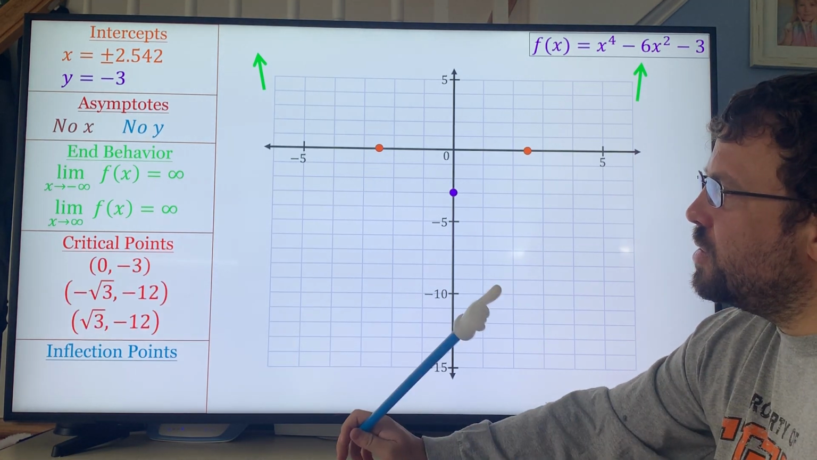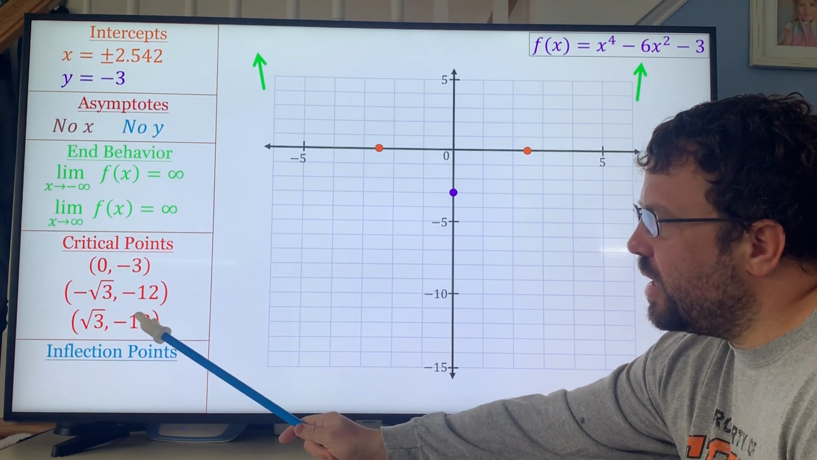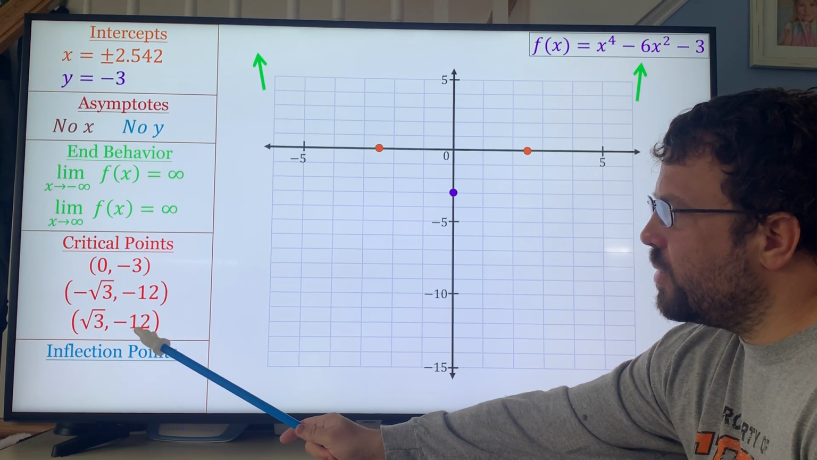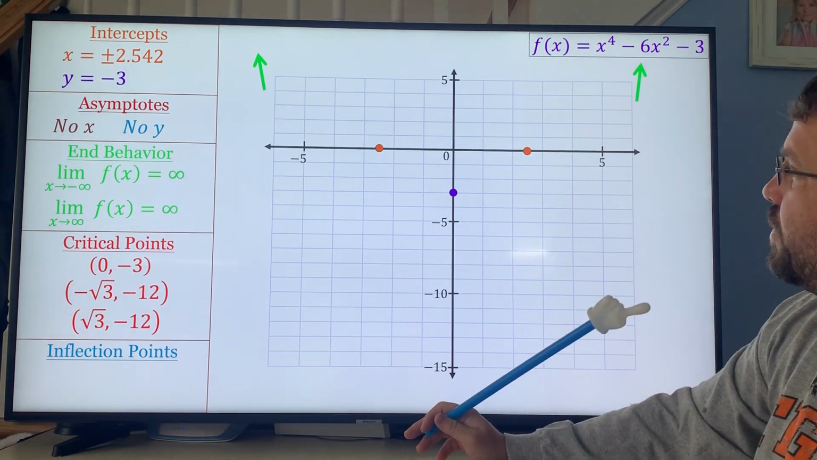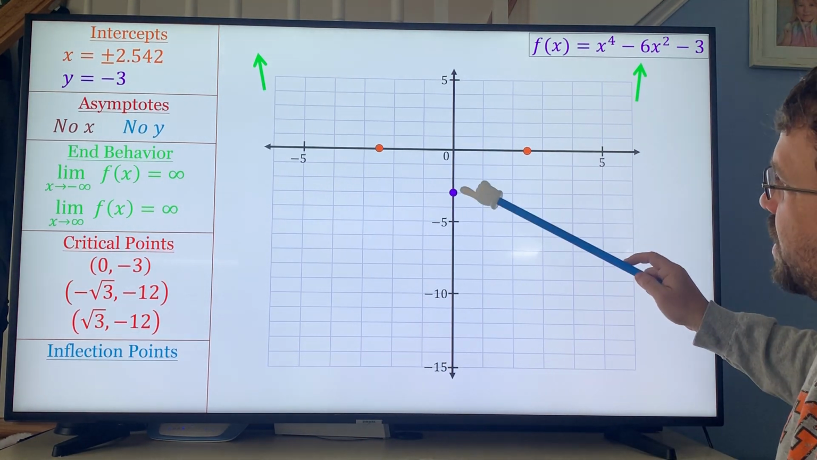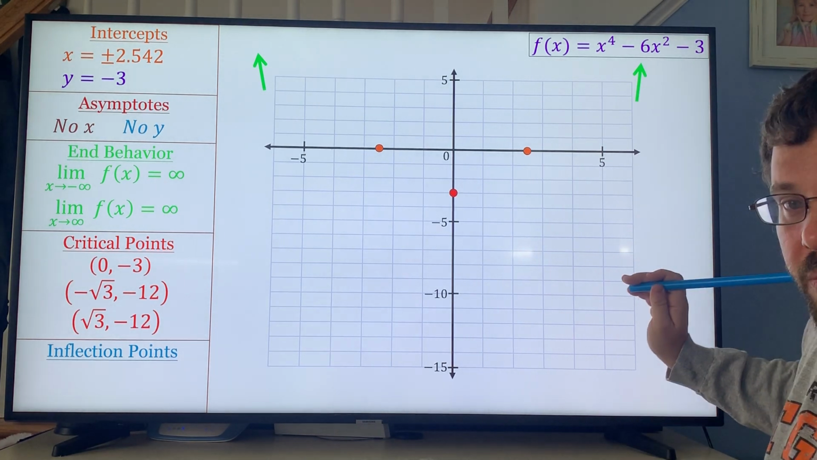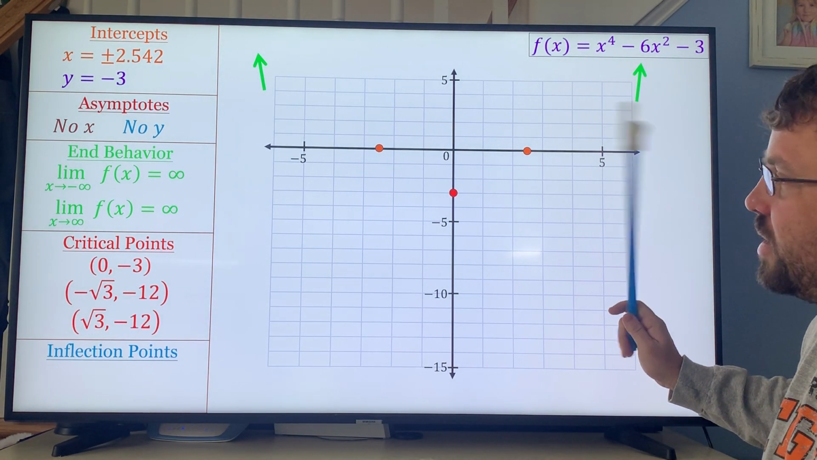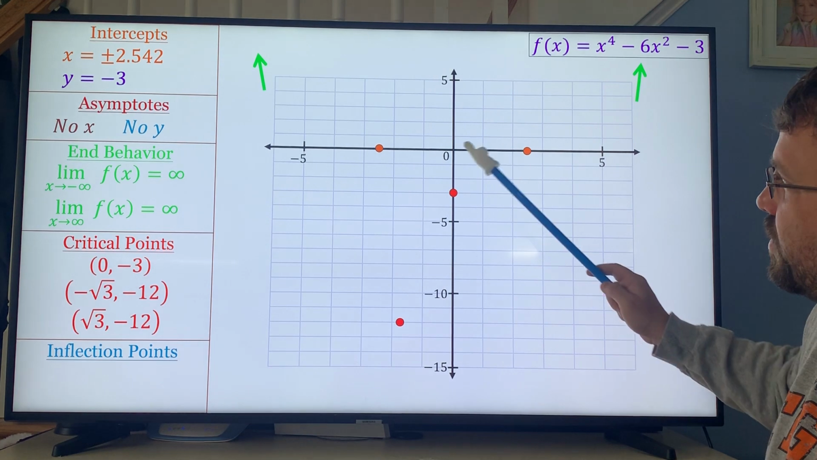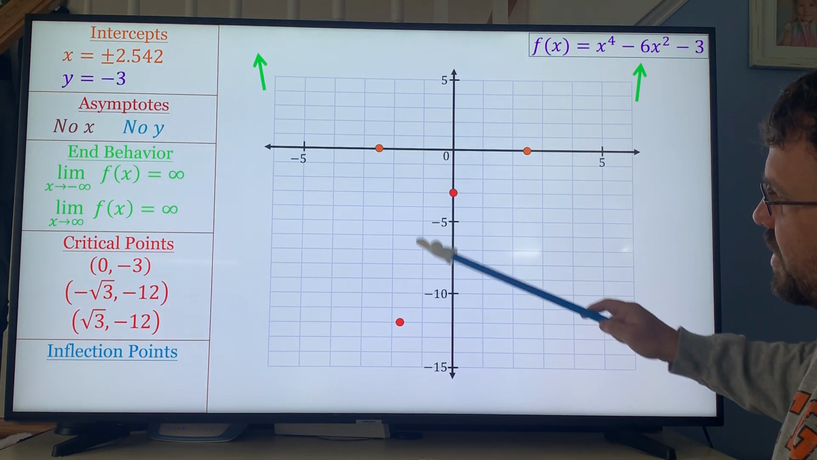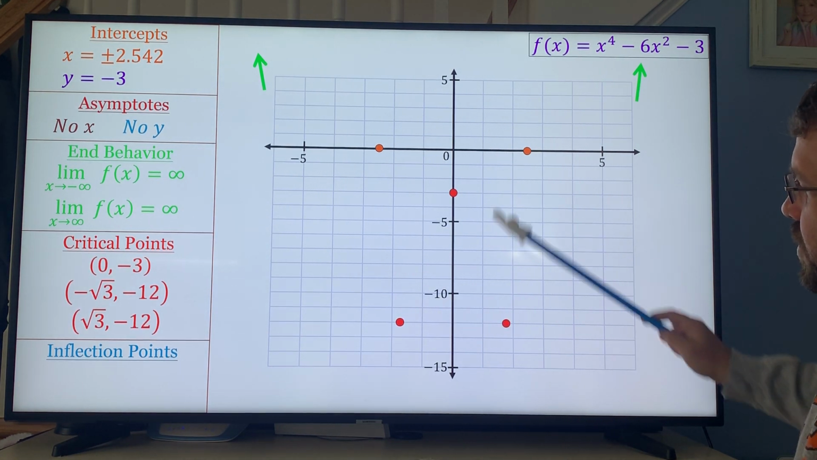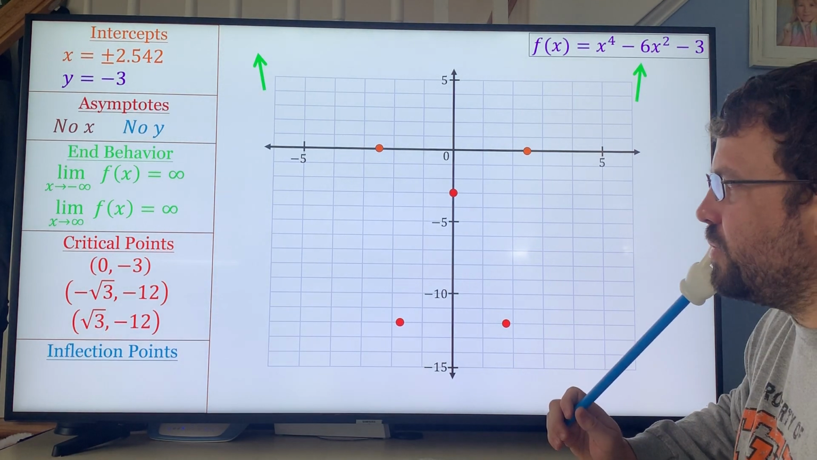Critical points. We have 0, negative 3, negative 1.7, negative 12, and 1.7, negative 12. So we're going to plot those points. 0, negative 3 happens to be my y-intercept. That's 100% okay. Negative 1 point, I think like 7-ish, negative 12, and then 1.7, negative 12. So those are my 3 critical points.